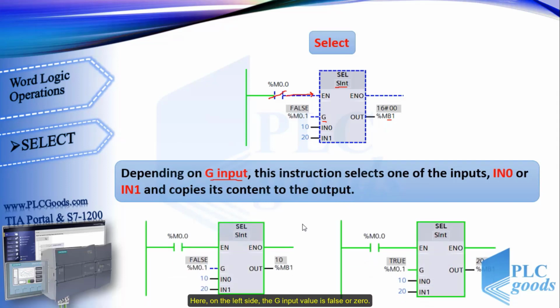Here on the left side, the G input value is false or 0. So the first input number 10 will be copied to the output. If the G input value is true, then the second number 20 will be copied to the output.